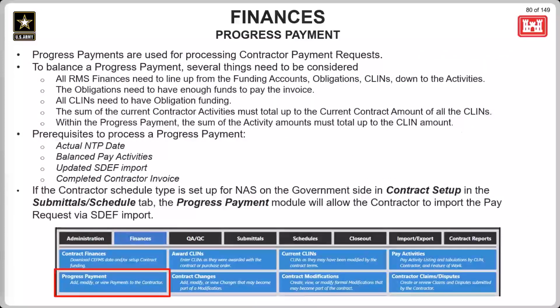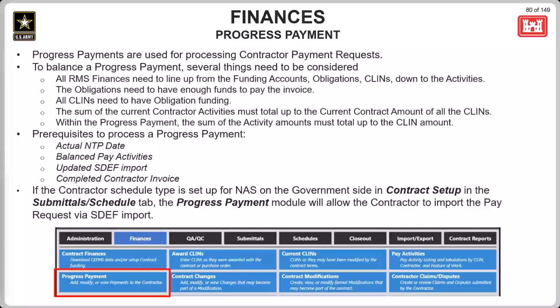All right, moving into the progress payment module. So progress payments, as I'm sure you're familiar with, are used for processing contract payment requests. To balance a progress payment, there are several things that need to be considered. First of all, the RMS finances must line up from the funding accounts, obligations, CLINs, down to the activities. Also, the obligations do need to have enough funds to pay the invoice.